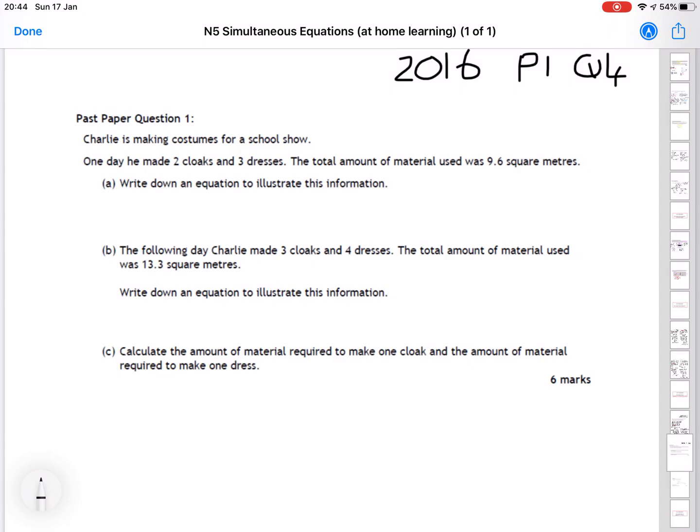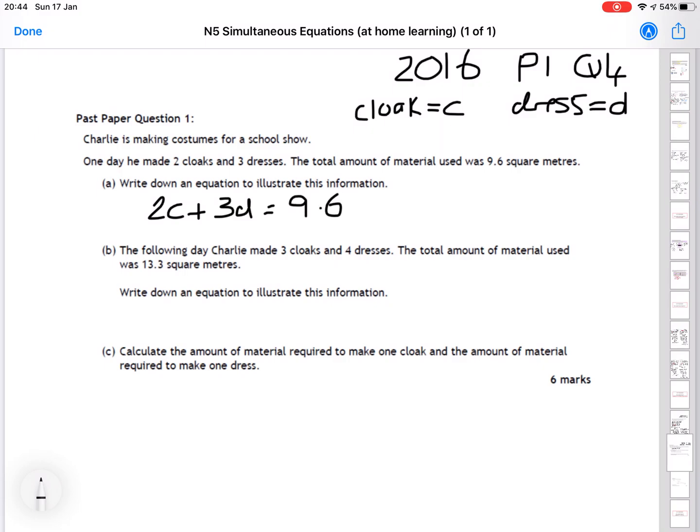So I'm just going to write up the top here that a cloak is letter C and a dress is letter D. It's always helpful to do that just so that you remember what each letter is standing for. So this equation would be really simple. All we would write is 2C plus 3D is equal to 9.6. We don't need the units here because we're just building an equation.